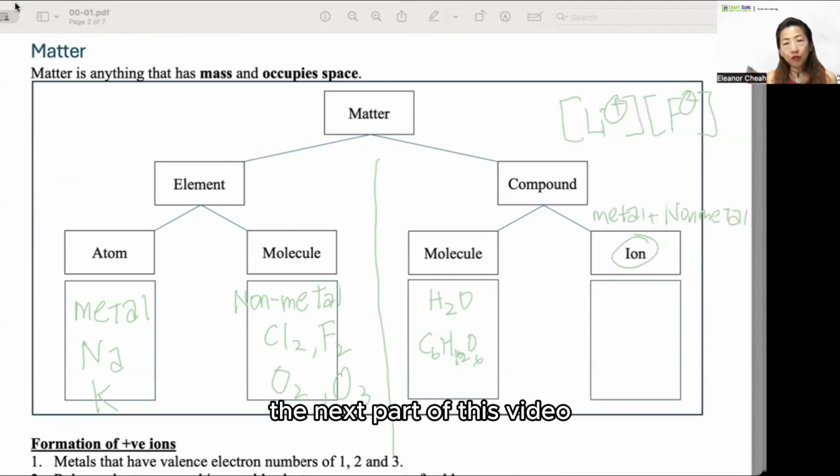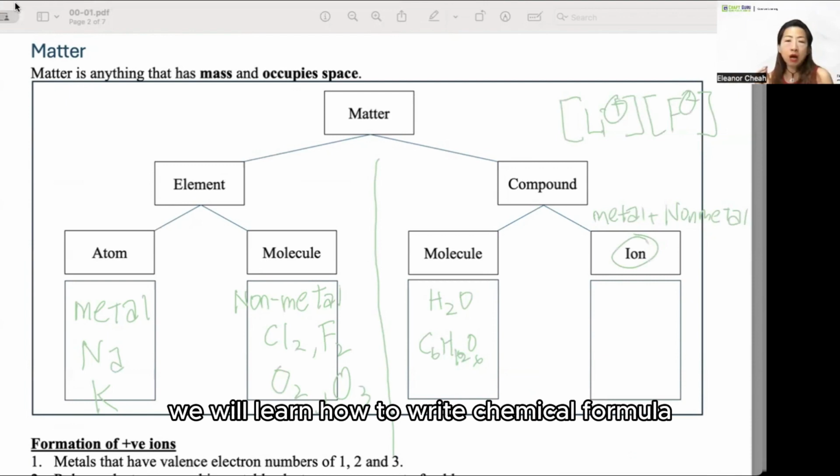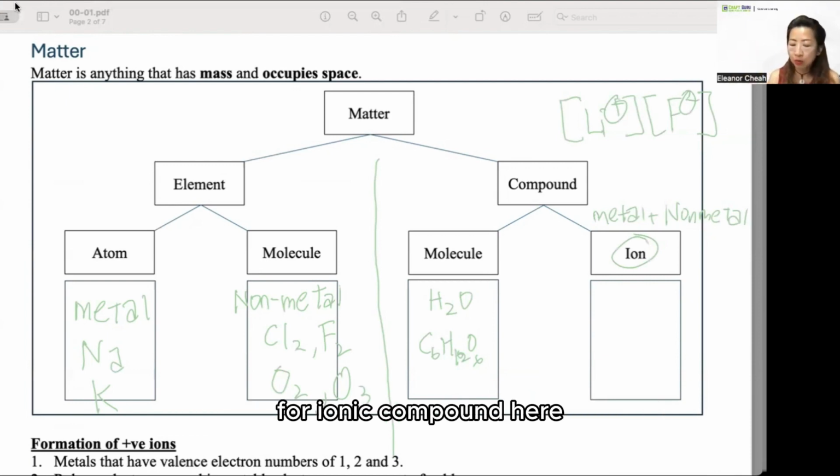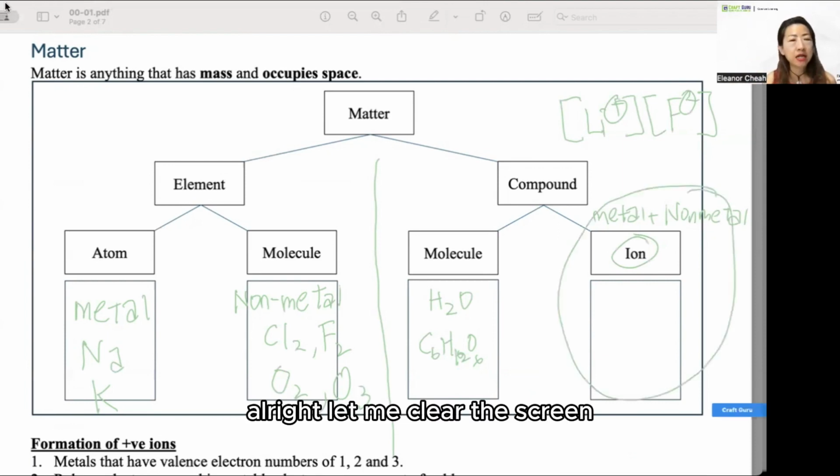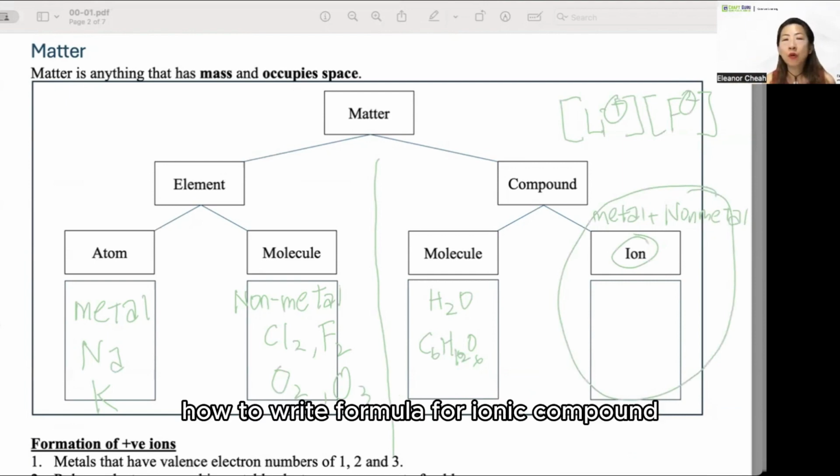In the next part of this video, we will learn how to write chemical formula for ionic compound. Alright, let me clear the screen and continue with how to write formula for ionic compound.